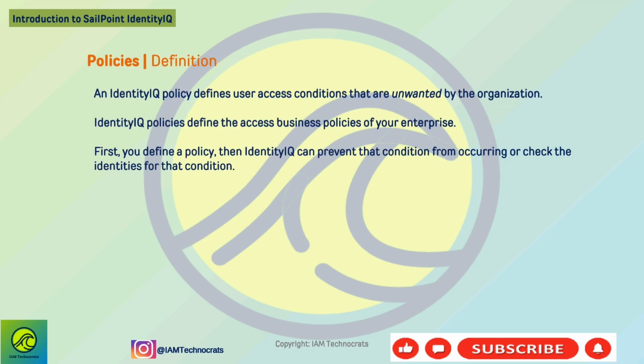The next and the sixth section of the course is policies. What is a policy? An IdentityIQ policy defines user access conditions that are unwanted by the organization. IdentityIQ policies define the access business policies of your enterprise. First, you define a policy, then IdentityIQ can prevent that condition from occurring or check the identities for that condition.